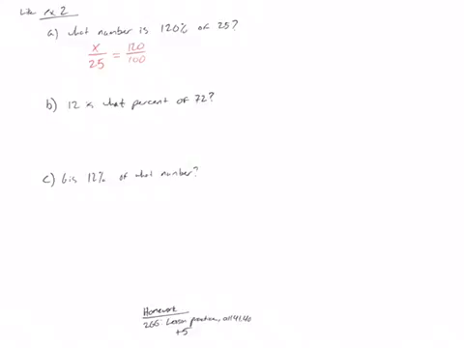Okay, so let's go ahead and cross multiply. This times this times this. You get 100x is equal to 3,000. Dividing by 100, you get x is equal to 30, which is what we thought about earlier, that it'd be bigger than 25, so 30 is my answer.